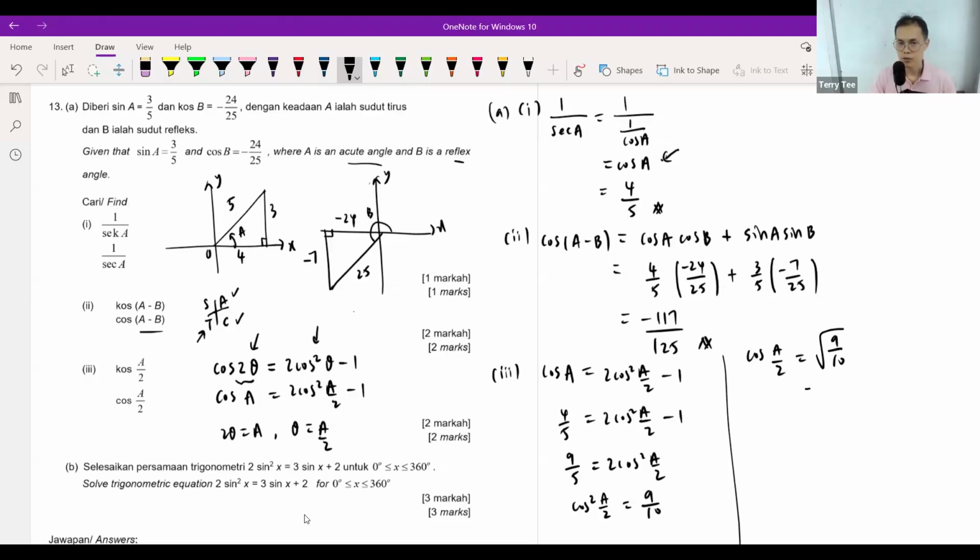You can actually simplify this to 3 over square root 10. Now, if you want to rationalize the denominator, go ahead. Otherwise never mind. That question never specified to leave it in any particular form. I think you can stop here.